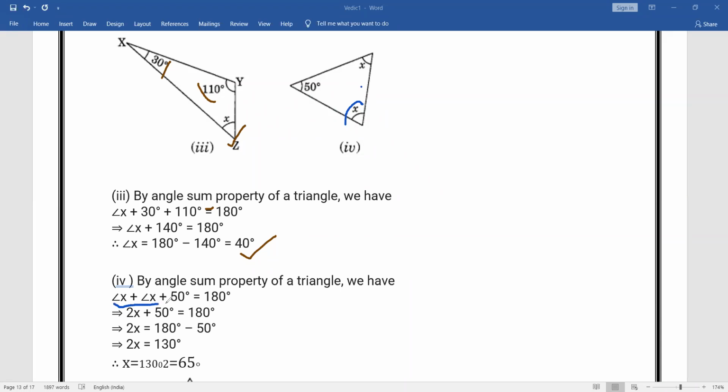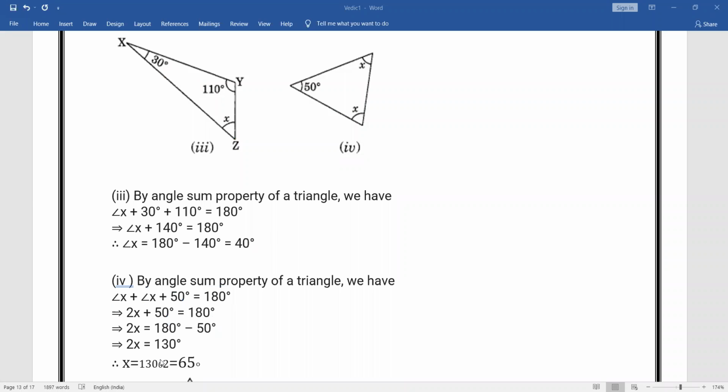Sum of all these angles. Okay, when we add x, x and 50 degree, the sum of all these three is 180. When we are adding angle x and angle x, the result is 2x. Now we will subtract 50 from 180. This 50 will change its position. We will subtract it from 180, and our result is the value of 2x is 130 degree.